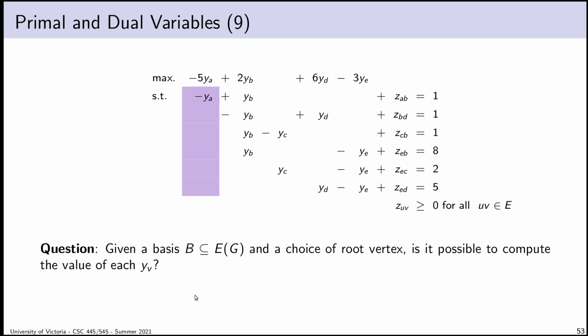So the question now is, suppose I hand you a basis. And remember that by this point in the lecture, if I say the word basis, you should think spanning tree. To be a basis, it must be a spanning tree. If I hand you a basis and I tell you what my root vertex is, is it possible to figure out the values of all of my y variables? Recall that for a particular basis, I can definitely compute the values of my x variables. We just did that. We can compute the balanced flow corresponding to a particular basis. The question is, can I do the same thing for the y variables? And it turns out that the answer is actually yes.